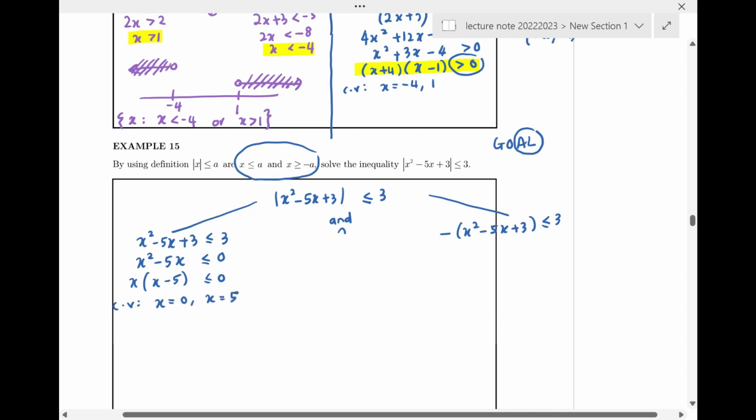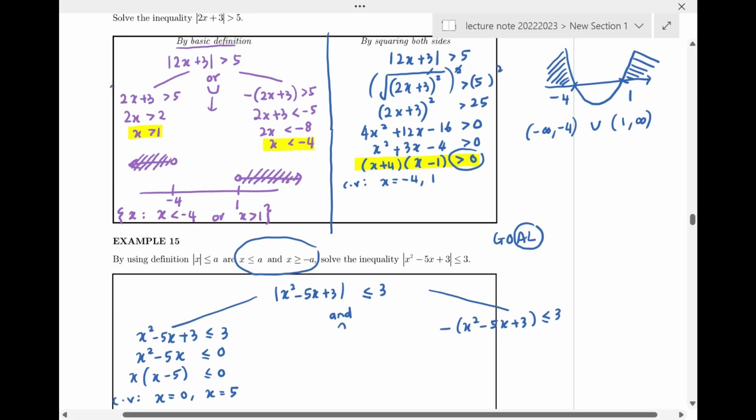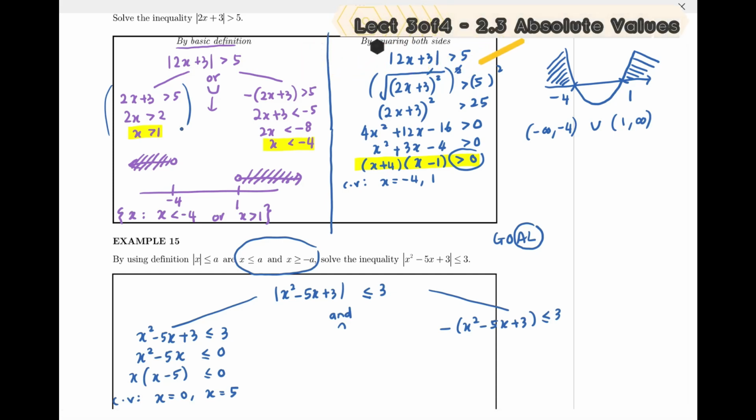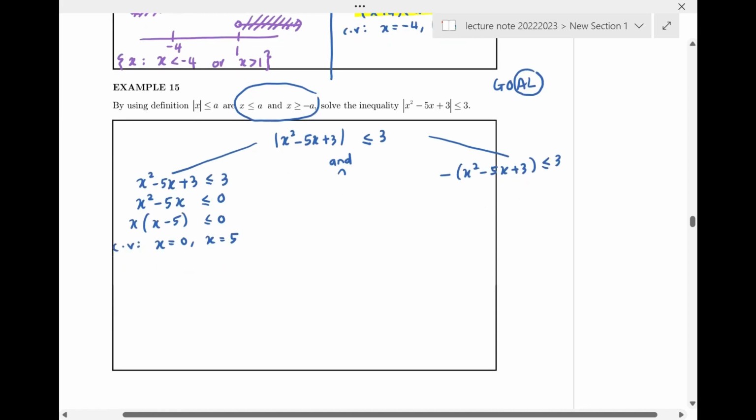Okay, so we have here a quadratic inequality. Earlier, we had only linear inequalities, so we did not have to sketch the quadratic graph or anything. But in example 15, the one we have here is a quadratic inequality. So to solve the first one, we have to use a graphical method. We have the critical values already.